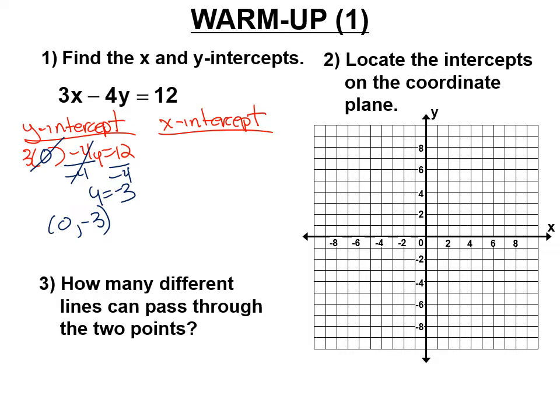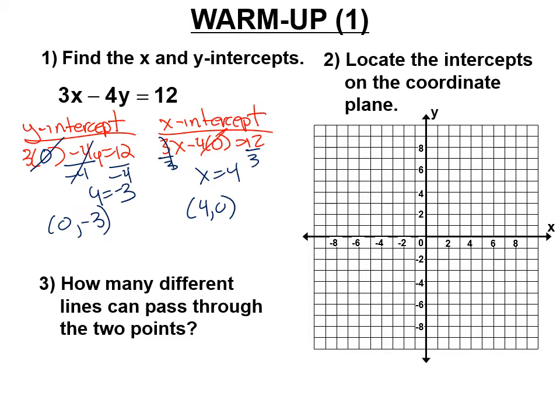Then for the x-intercept, we make the y-coordinate 0. And so that just crosses out very nicely. That's 3x equals 12. Divide both sides by 3. X equals 4. And the x-intercept is 4, 0.